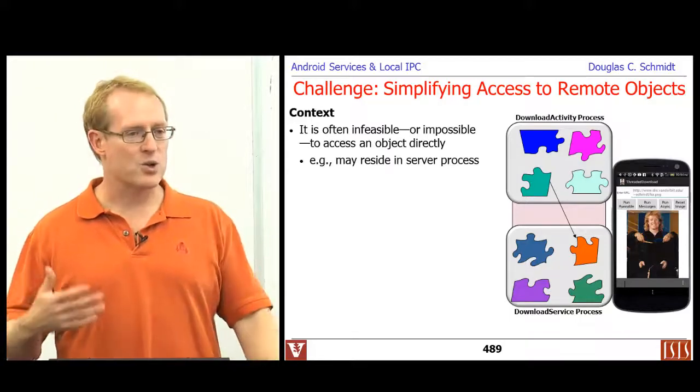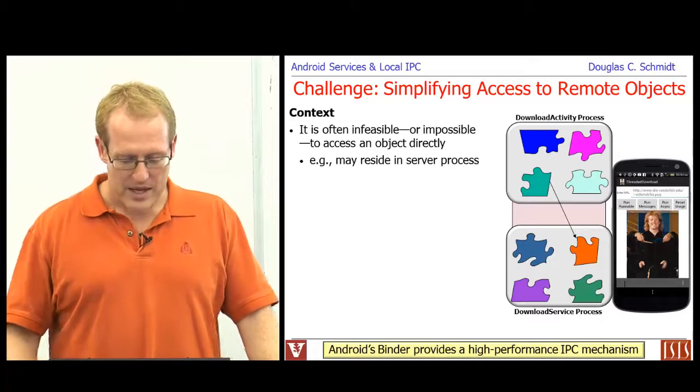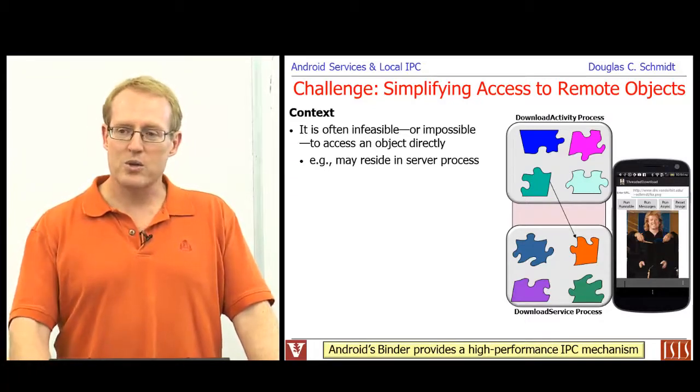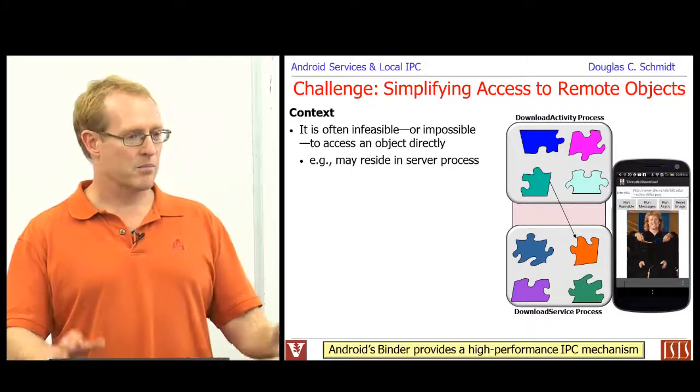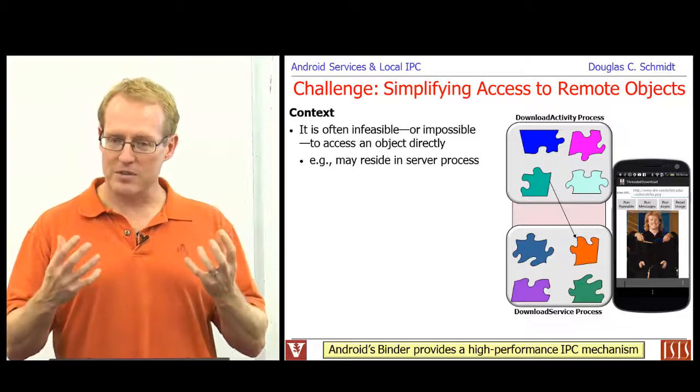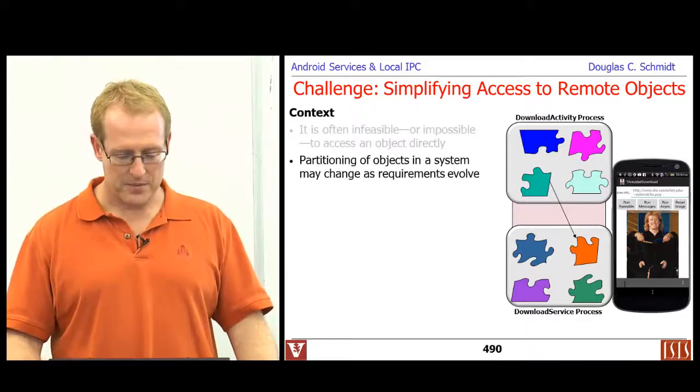But whatever the case is, you can't get to something directly. And of course, Android provides this binder RPC mechanism, which we can use to communicate across the backplane of the device to talk between processes that are always on the same device, but in different address spaces.